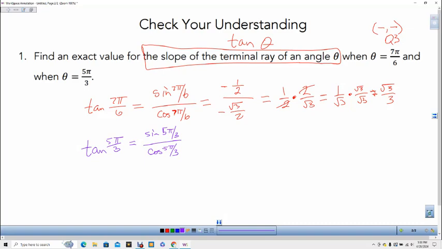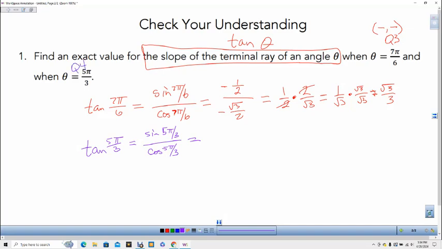All right, so we got the sine 5 pi over 3 over cosine 5 pi over 3 using that same little trick. Where do we know 5 pi over 3 is? Well, 5/3 is 1 and 2/3, so it's greater than 1.5. So it's greater than 3 pi over 2. So this one is in quadrant 4.